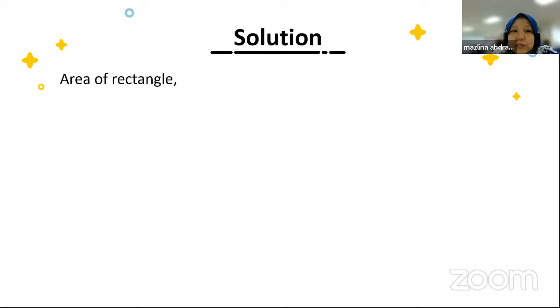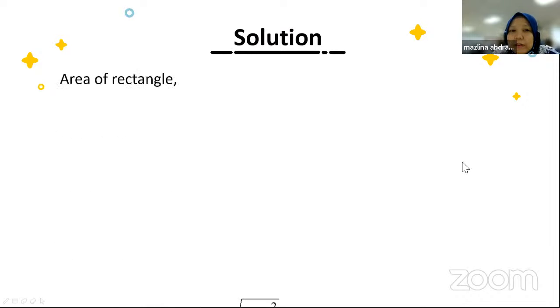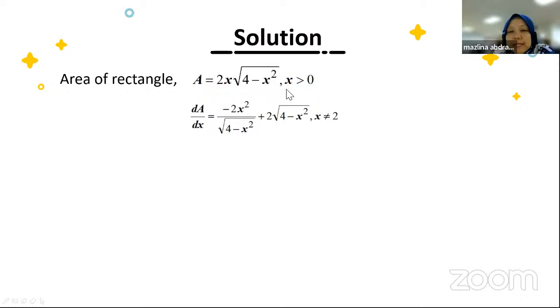Okay, as usual, we want to see the area of the rectangle. So area of the rectangle definitely 2x times y. Kalau kita tengok our diagram here, this one become 2x because of half of this is x, kan? From here to here is x. So from here to here is definitely 2x. And this is your y just now. So the area of the rectangle is 2x times y, where our y just now we got it square root of 4 minus x square, right?